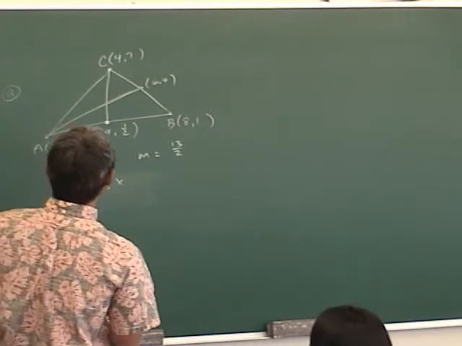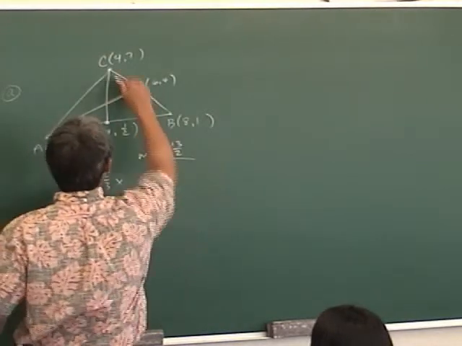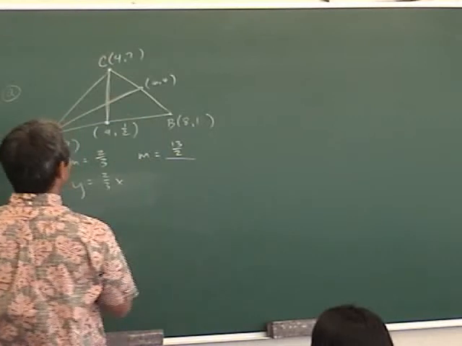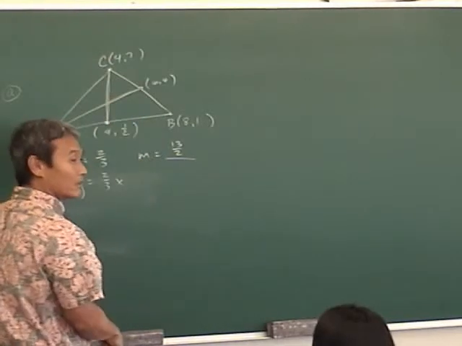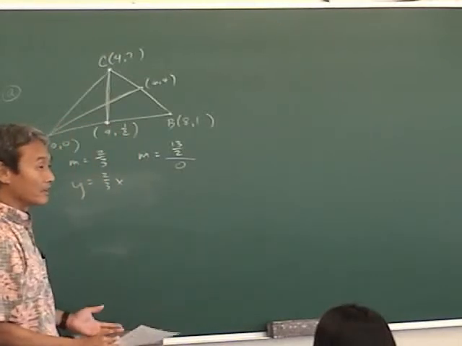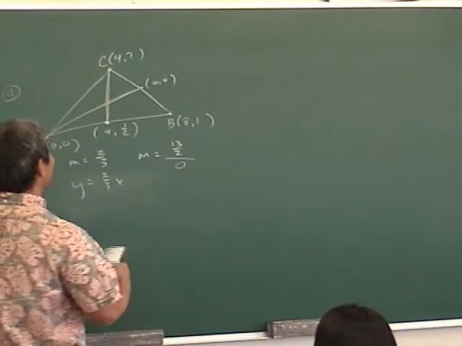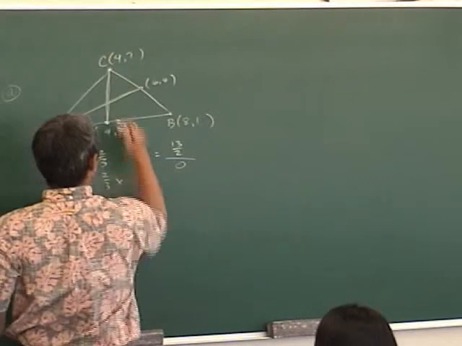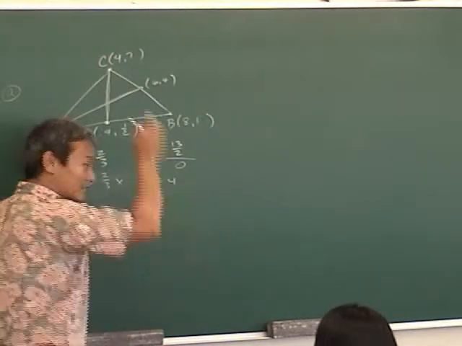Oh, look how easy this problem is. All over... what's 4 minus 4? 0. So what's the slope? Undefined, which means it's a vertical line. So therefore, isn't the equation of this line simply x equals 4, because it's a vertical line?